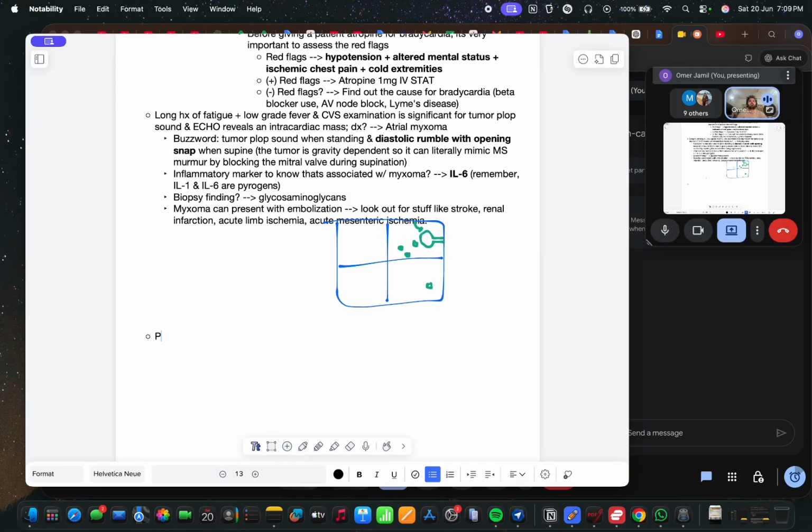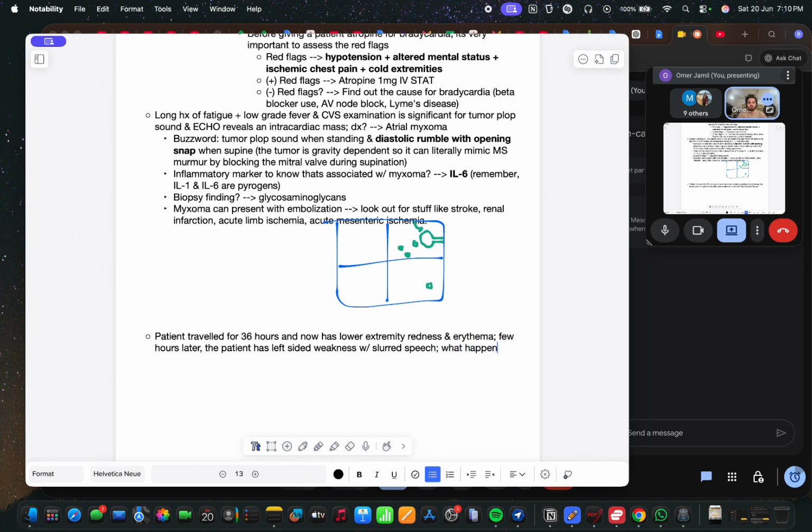Going to be so patient, I've written these things with me. Patient traveled for 36 hours and now has lower extremity redness and erythema. A few hours later, the patient has left-sided weakness with slurred speech.